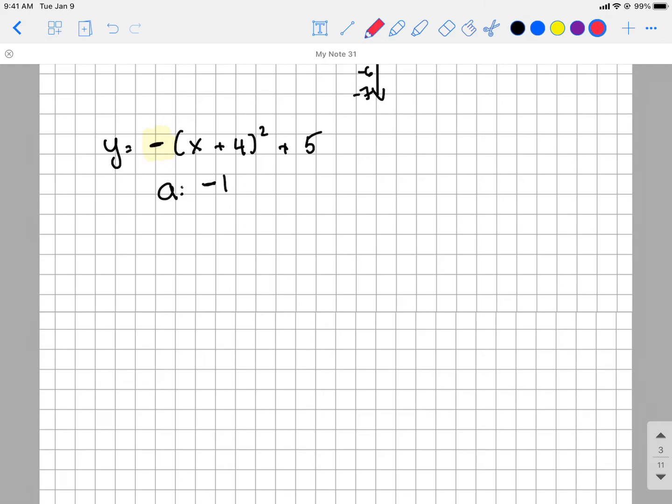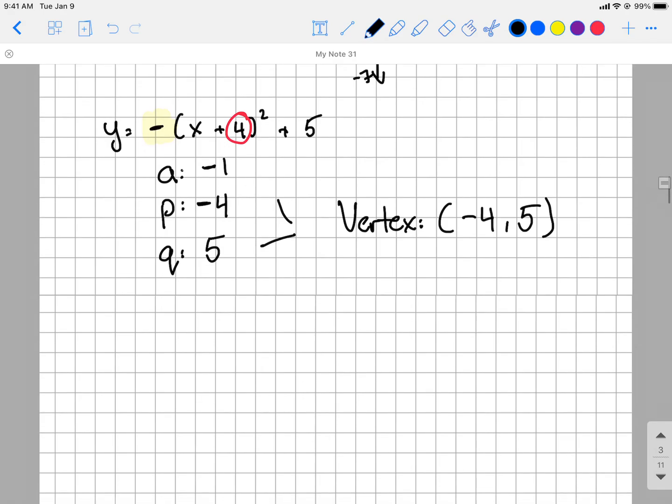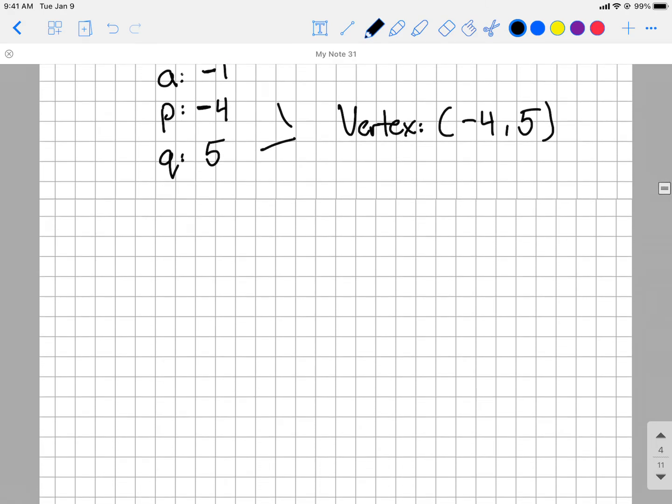Our p-value is right here, but again, you have to be really careful. It should be x minus p. So since that's a plus 4, it's actually x minus -4. And then q down at the end there is positive 5. So we have our a, we have our p, we have our q. Those two give us our vertex. And so our vertex is at -4 and positive 5. Otherwise, we're just going to make a table of values, we're going to make ourselves a graph, and we'll see how it goes.